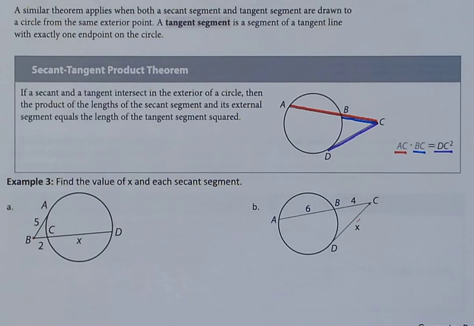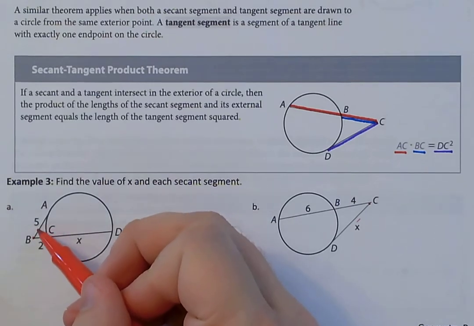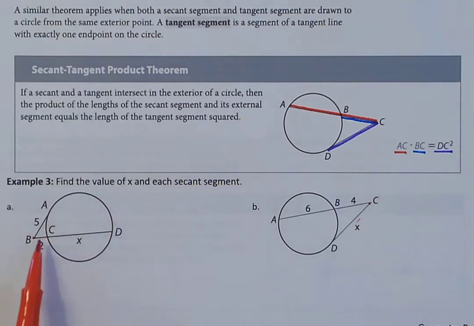So using that theorem, we're going to apply that in example 3 to find the value of x and the secant segments. All right, so for part A, AB is going to be considered our tangent segment. BC is our external part, and then BD is the secant segment.